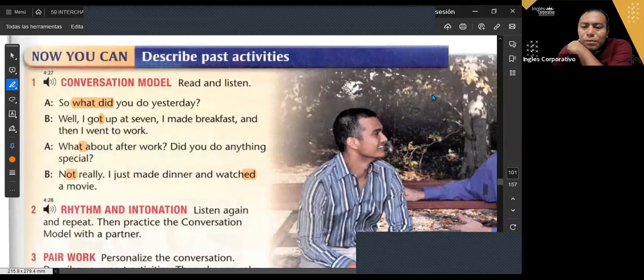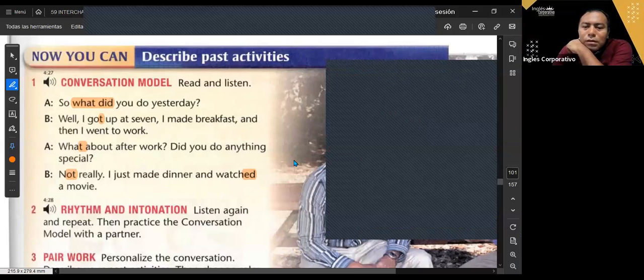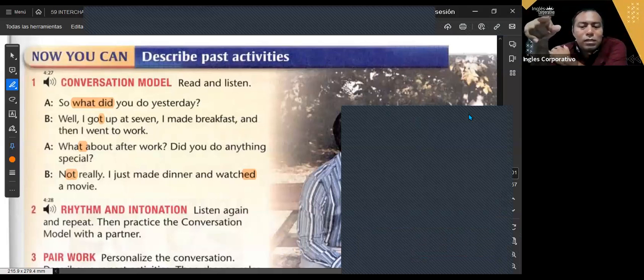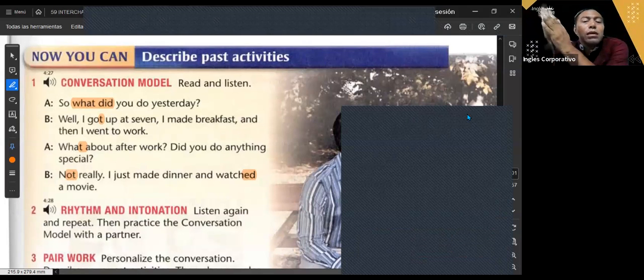Do you have any questions with vocabulary? ¿Tiene preguntas con el vocabulario? Or with the pronunciation? Do you have any doubt or any questions with the pronunciation? What do you do? Remember, what do you do? Because you have the letter T or D between two vowels, right? What do you do yesterday?